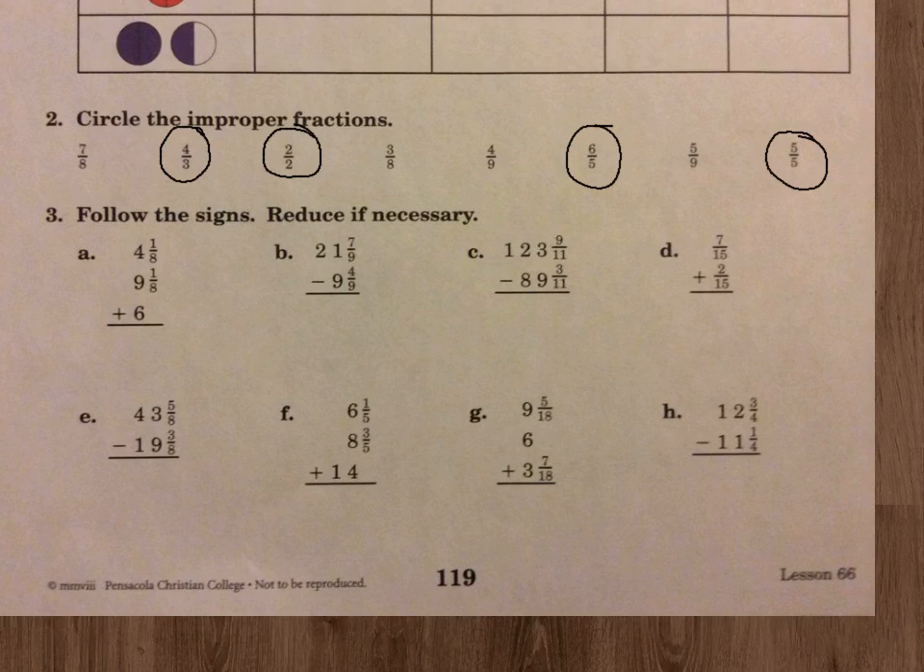3a says follow the signs, reduce if necessary. Okay, so we've got mixed numbers here. We've got to add up our fractions first. Our denominator will be 8. And we add up our numerators, and that would be 2. 4 plus 9 would be 13, plus 6 more would be 19. So we have 19 and 2 eighths.